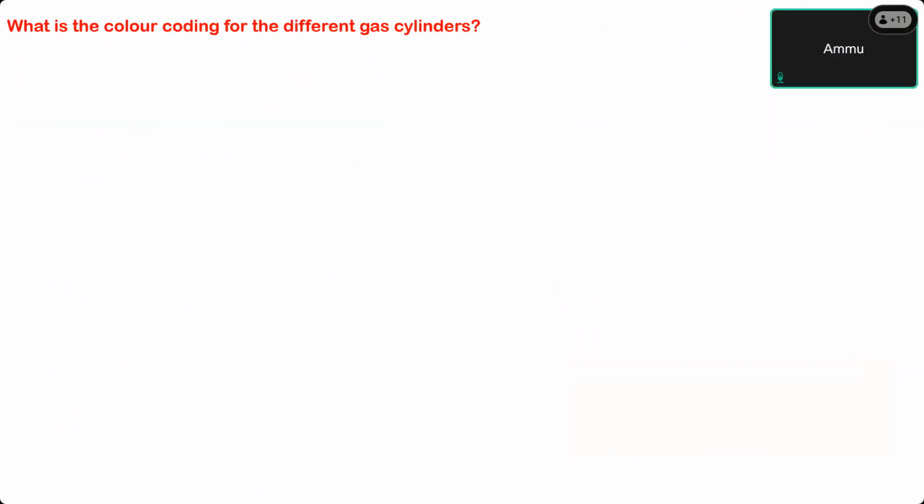Black with white shoulder. What is the purpose of color coding? Safety mechanism. You can identify it easily without reading through the label or the things imprinted on the neck. Even uneducated people can be told, you bring the blue cylinder, you bring the black cylinder, and so wrong mounting can be avoided.